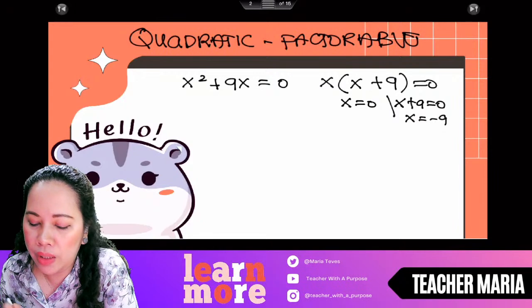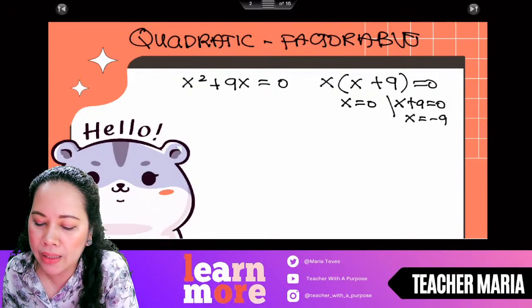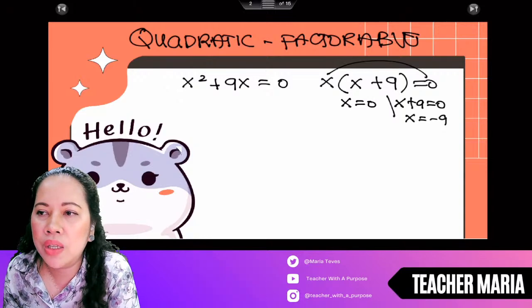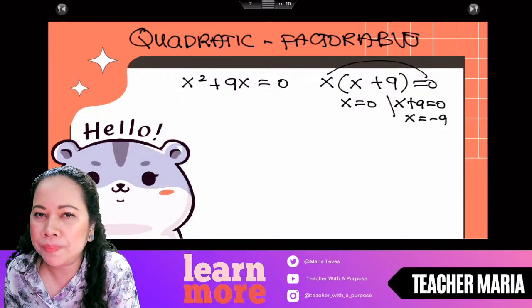Okay. So to find the factors, that will be x equals 0 and x plus 9 equals 0. So you just need to split them into 2.